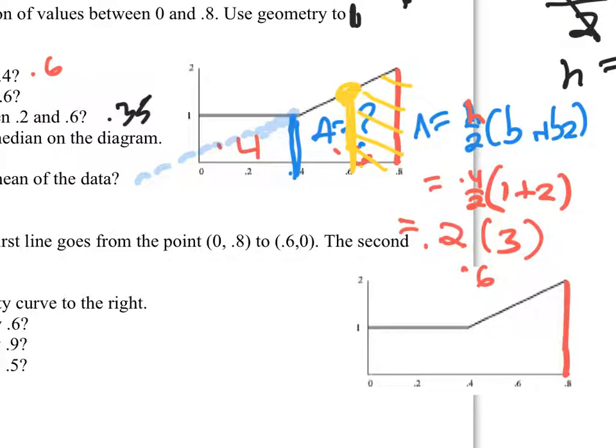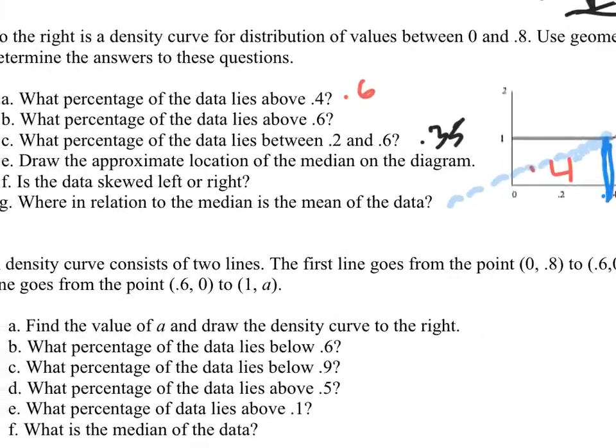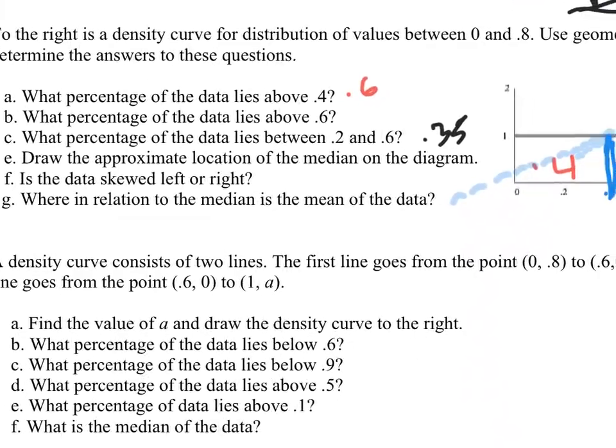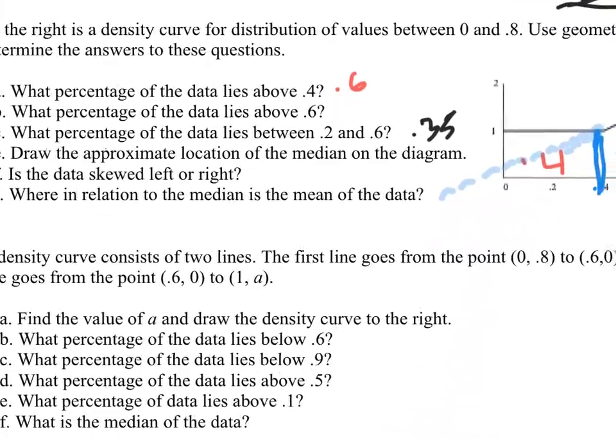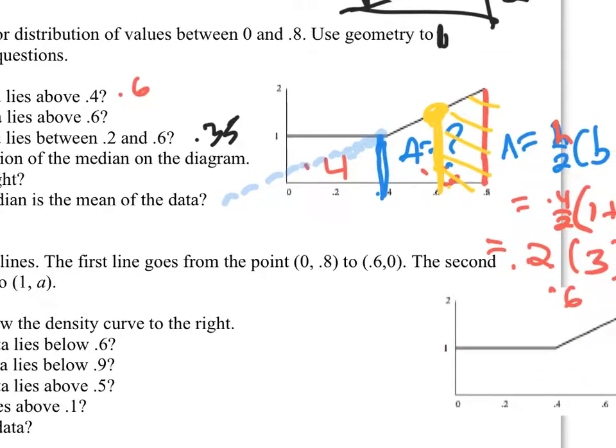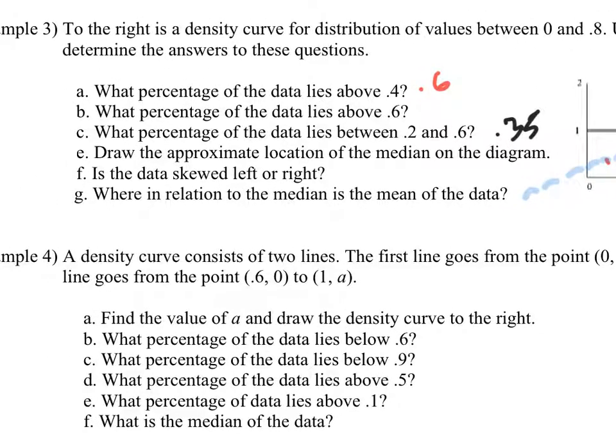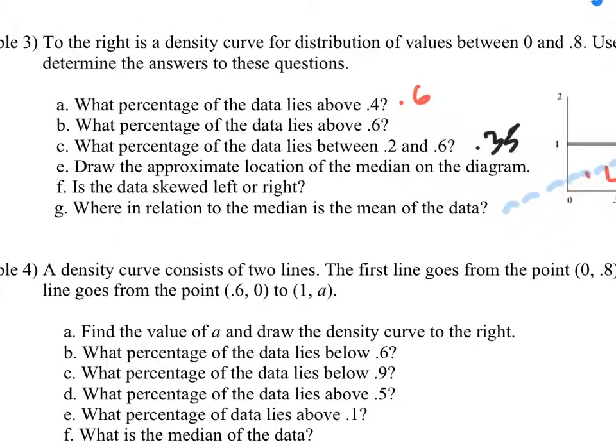Where are we at? Draw the approximate location of the median. Wait. Yes? You still in C. Oh, I thought that was C. Oh, that was the answer to B, 0.35? Oh, now I'm depressed, because I can't erase that. I have to actually tell it to delete it. There it is. All right.